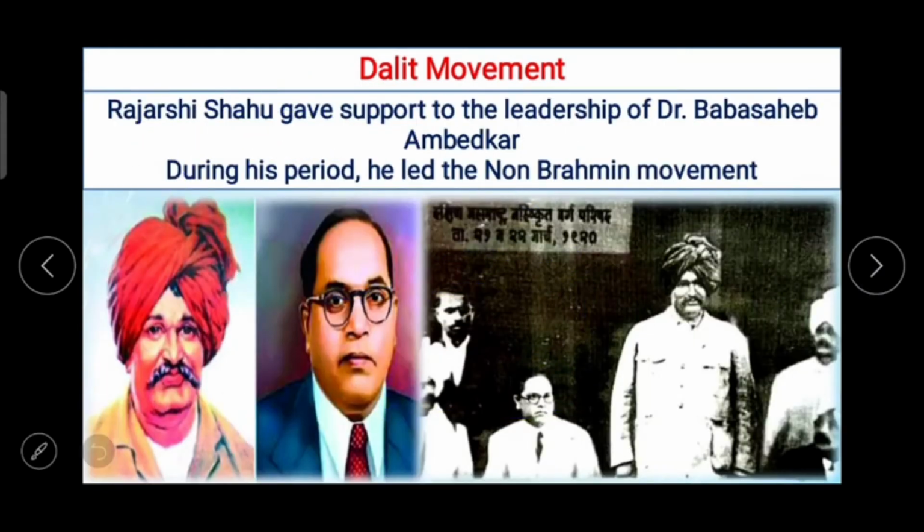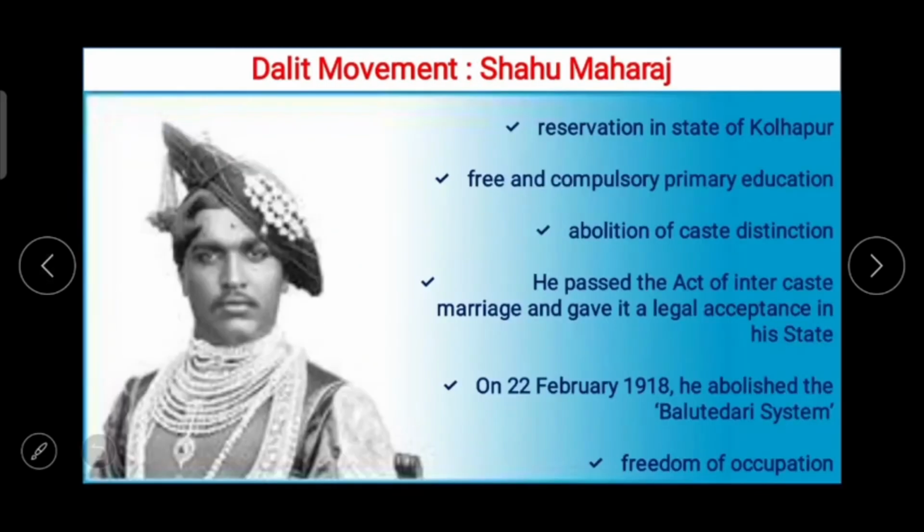Then next to that, very important names, Rajarshi Shahu Maharaj and Dr. Babasaheb Ambedkar. Rajarshi Shahu gave support to the leadership of Dr. Babasaheb Ambedkar, and during his period he led the non-Brahmin movement. So Rajarshi Shahu Maharaj made a revolutionary declaration for reservation in the state of Kolhapur.